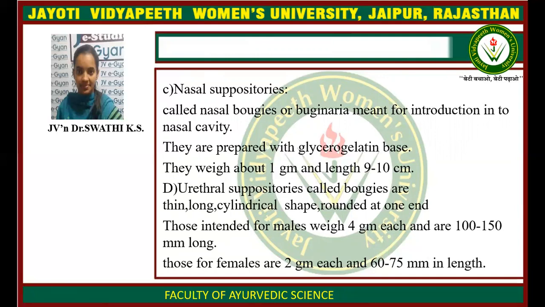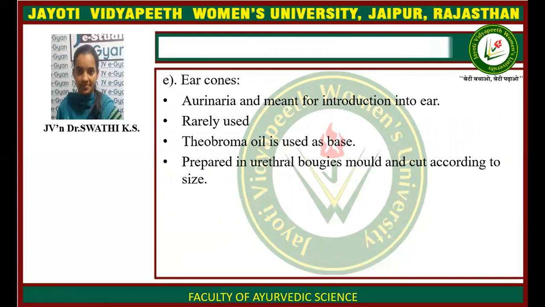Next, urethral suppositories are called bougies. They are thin, long, cylindrical, rounded at one end, and those intended for males weigh 4 grams each and are 100 to 150 mm long, and those for females are 2 grams each and 60 to 70 mm in length. Ear cones, also called auricularia, are meant for introduction into the ear and are rarely used. Theobroma oil is used as a base, and they are prepared in urethral bougie molds and cut according to size.